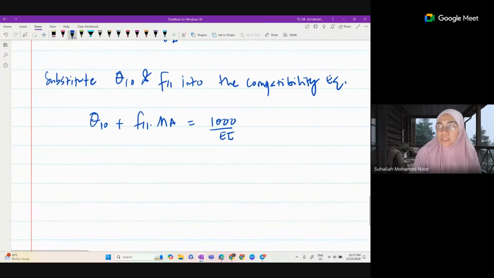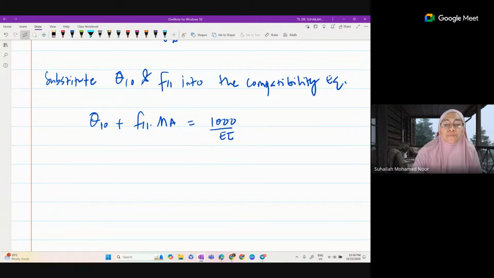Okay, so sengaja saya bagi EI kat sini sebab bila dia in terms of EI, we do not need to have E and I value. If the rotation or displacement is given in unit meter or in radian, then you have to assume EI value, if EI value is not given in the question.